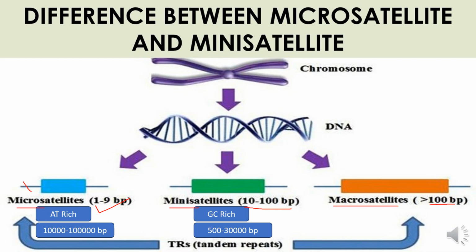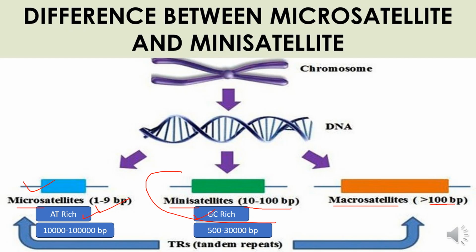Now this microsatellite is most commonly an AT-rich region, so it will have an adenine and thymine rich region, and they roughly comprise a stretch of 10,000 to 1 lakh base pairs. At the same time, the minisatellite, which has the 10 to 100 base pair repetitions, is normally a GC-rich region, and they have 500 to 30,000 base pair repetitions. And then microsatellite. And these are all called short tandem repeats, STRs.